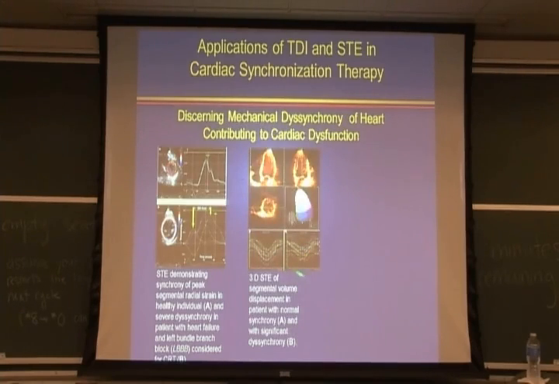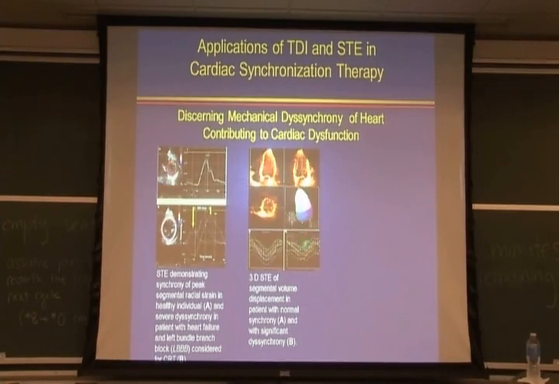Here is a Speckle tracking with three-dimensional volume sets, where the heart has been divided into 16 segments, and they have been given volume, and their displacement has been tracked. This is the normal, and this is abnormal. Here is the normal: all the Speckle tracking is showing very synchronous motion of all the segments of the heart, compared to those who have very dysynchronous motion in all the 16 segments.